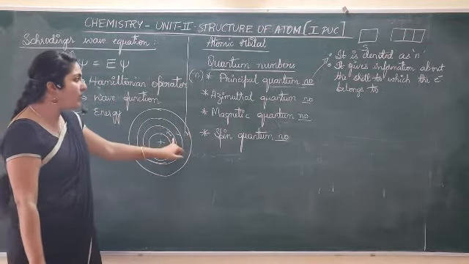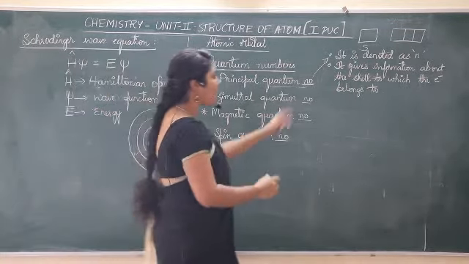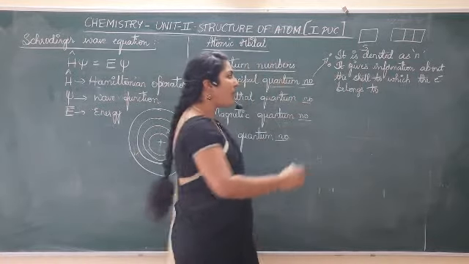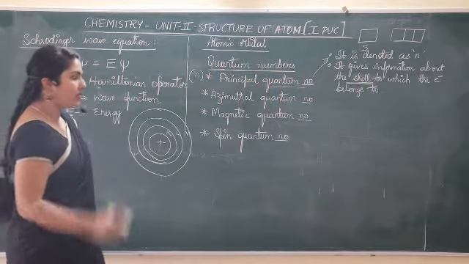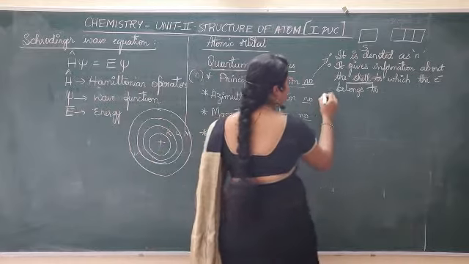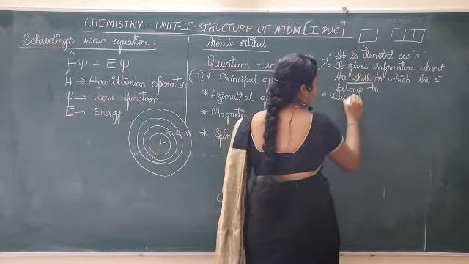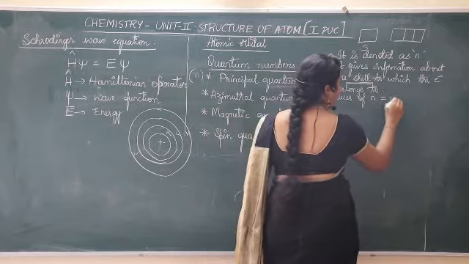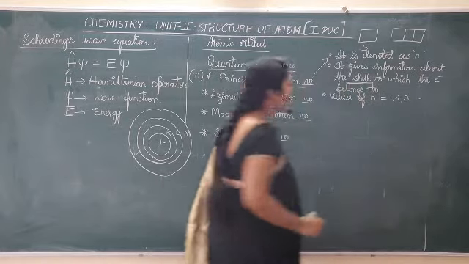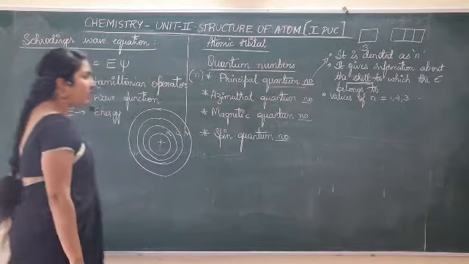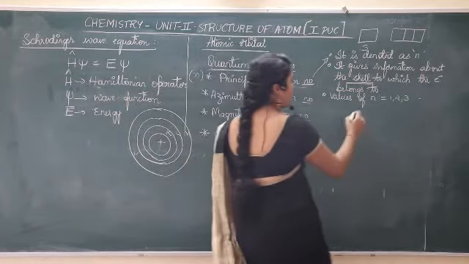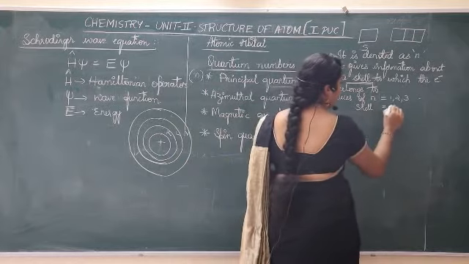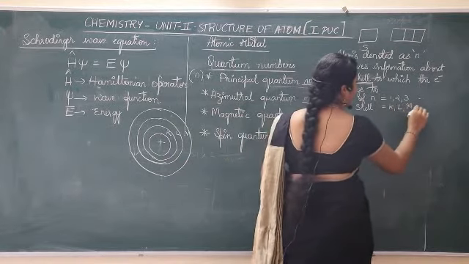So what does that tell you? The value of n, principal quantum number n, gives information about the main shell to which the electron belongs to. And the values of n can be 1, 2, 3, 4, etc. Hope it is clear. Values of n can be 1, 2, 3, 4, etc. What does that tell you? N is equal to 1 means which shell it will be? Shell will be K, L, M, etc.